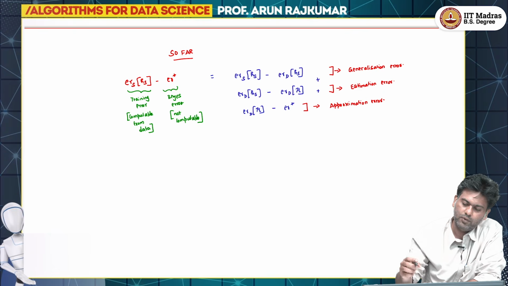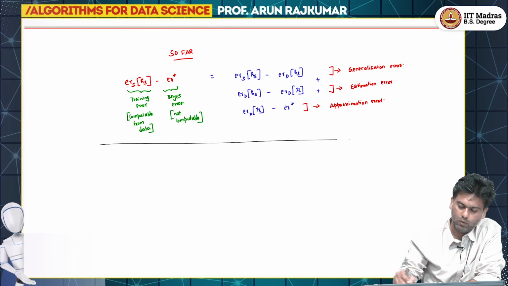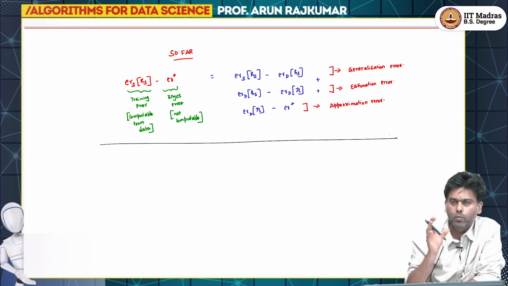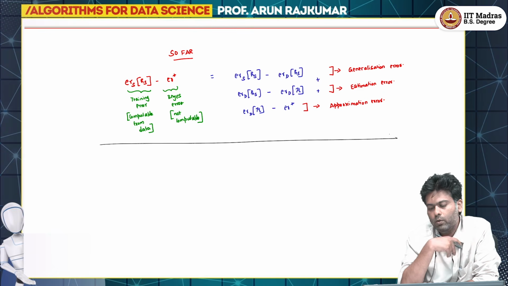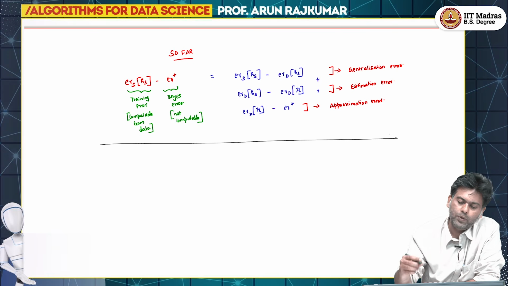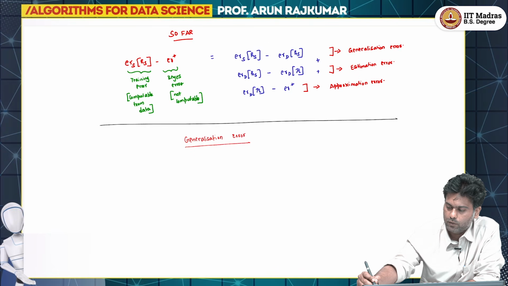So this is how we want to break down the quantity of interest into meaningful parts. Now, what do we know about each of these parts? So far in this course we have been looking at the first part, which is the generalization error, and with respect to generalization error, we have the following results so far.